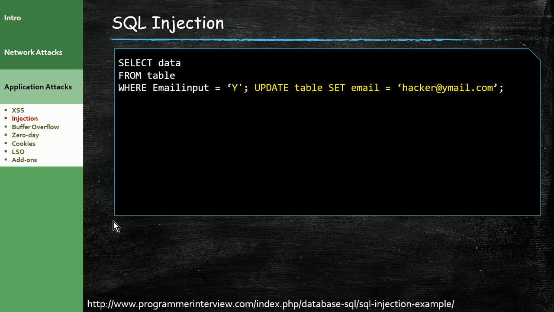So if I'm a smart attacker, my next thing I could try is to put in some random value and close the quotation mark, then put a semicolon, which means I'm done with that SQL statement and starting a new one: update table, set email equals hacker@ymail.com.